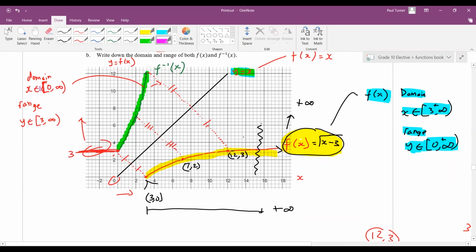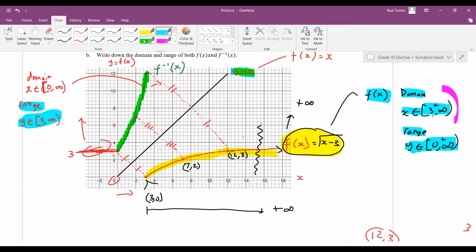Can you see that there's something the same between these two? Your domain here of your function is the same as the range of the inverse. That's not a good color, is it? I'll do that in blue. You see that? Your range here of your inverse is the same as the domain of the function. They swapped. The range and domain swap.